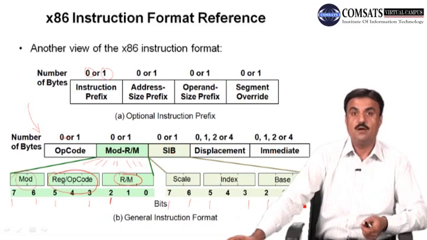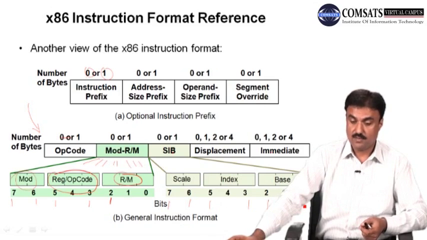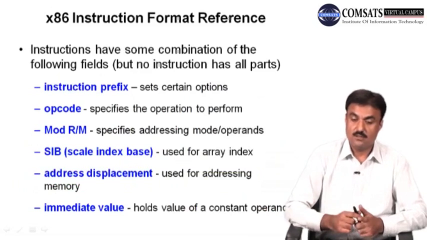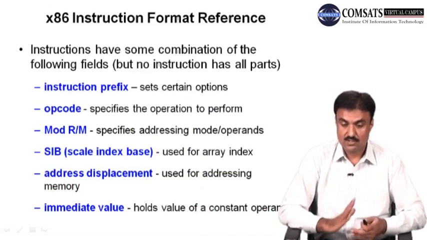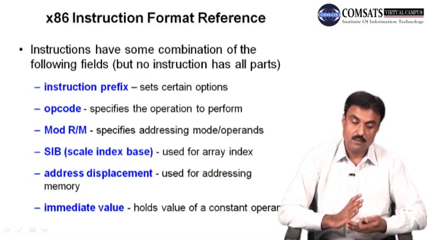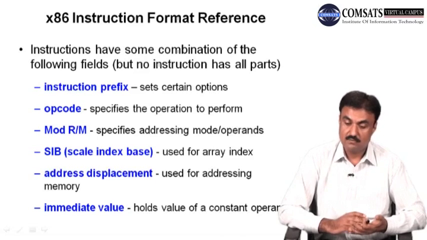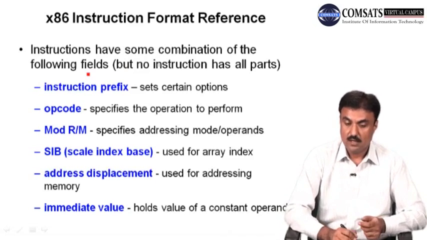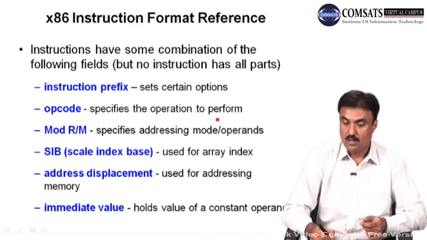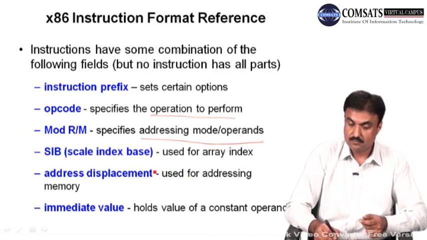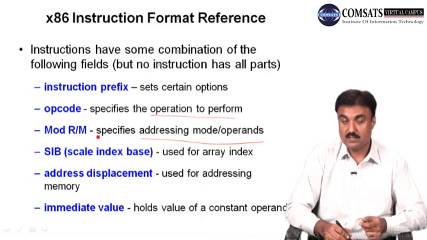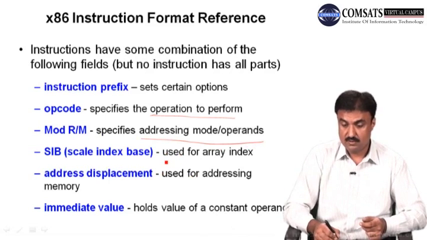Now we will take a closer look at each of these bytes, like the opcode byte, MOD-REG-R/M byte, SIB byte, and all the other bytes. The instructions have a combination of the following: instruction prefix, opcode, MOD-REG-R/M, SIB, address displacement, and immediate value. We have discussed almost everything about their purpose. The opcode gives the operation, while MOD-REG-R/M defines either the addressing mode or what type of operands are being used.